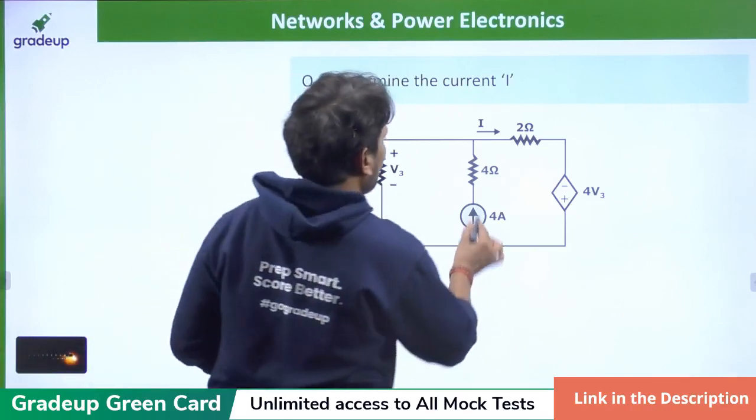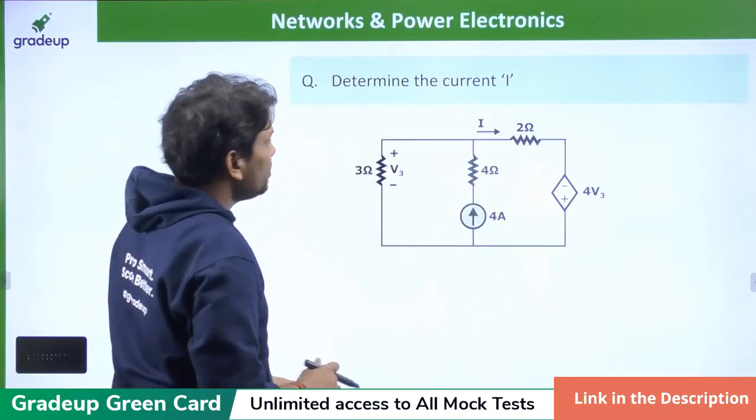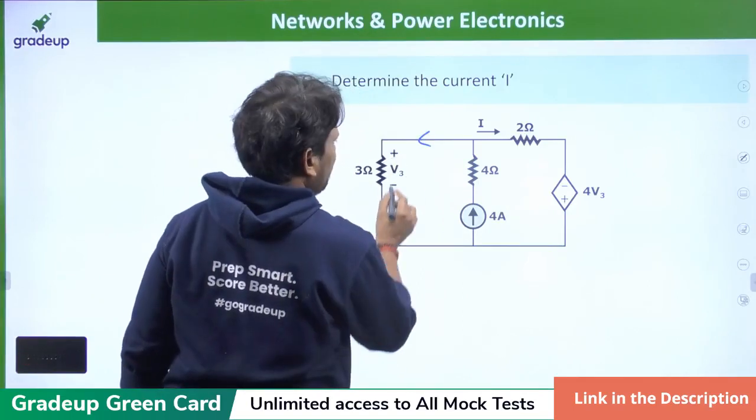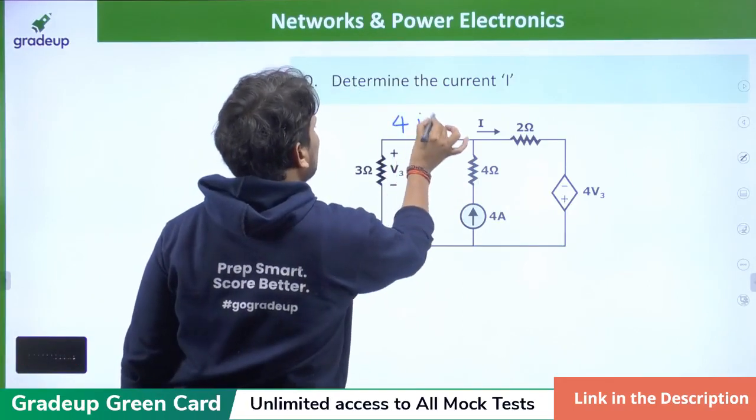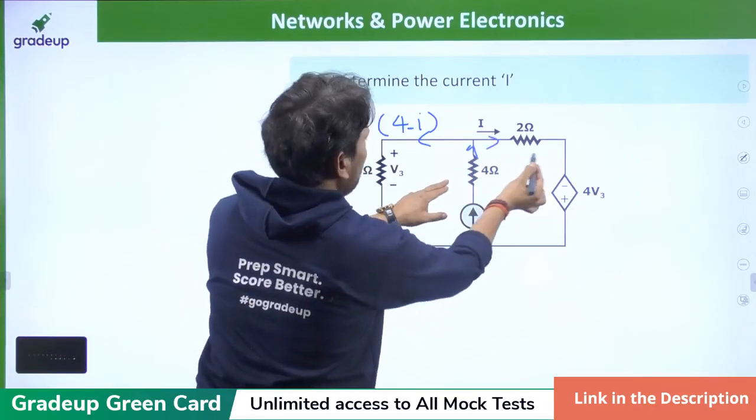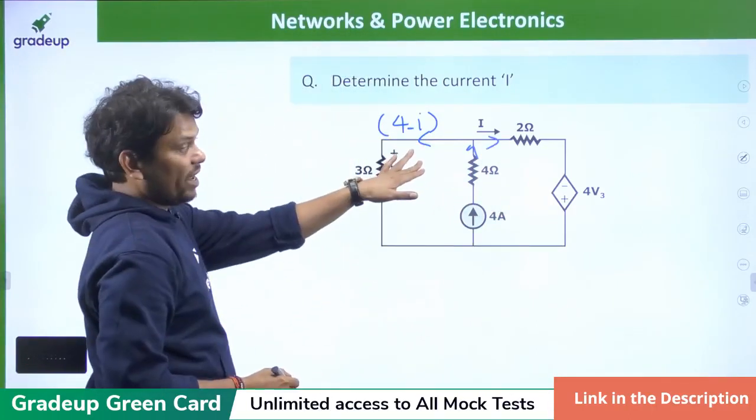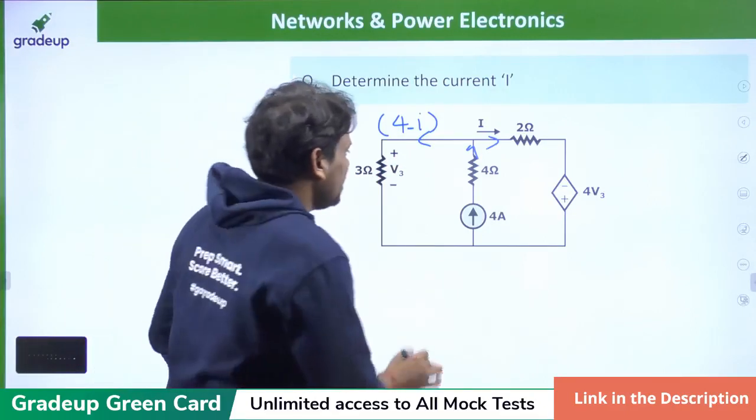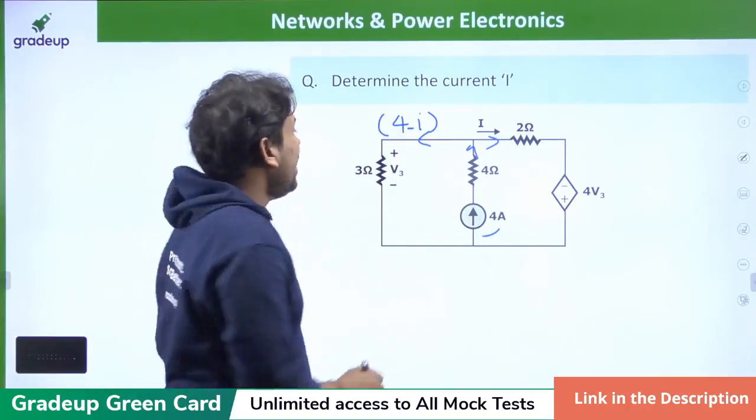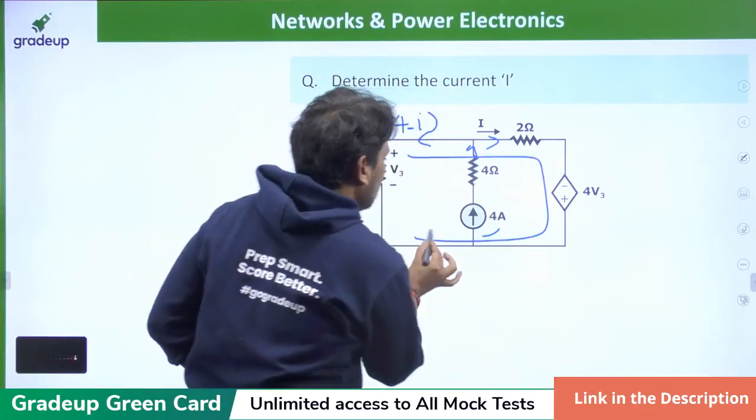Now my dear friend, we have to calculate this current I. So that is I, this is 4. Here we can assume 4 minus I. It is clear? That is entering 4 ampere, I is leaving, so this current we can assume 4 minus I. Now see, this is the current source, so ignore that current source first and apply KVL in the outer loop.